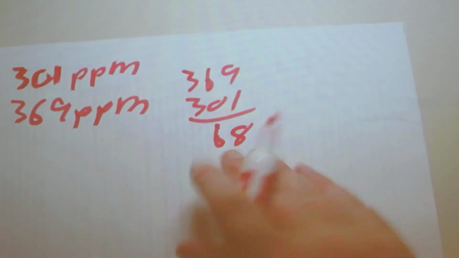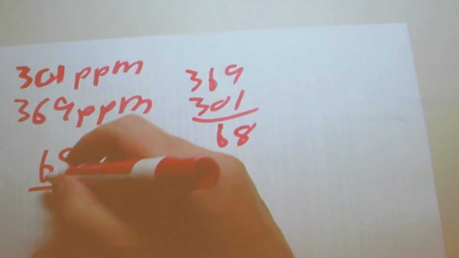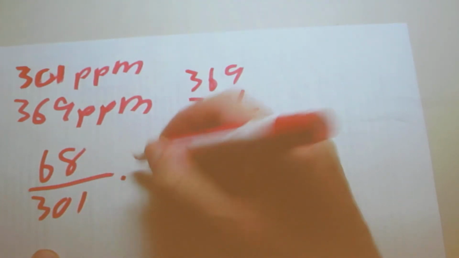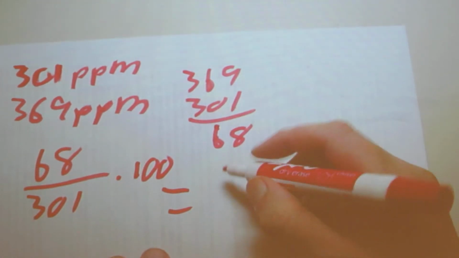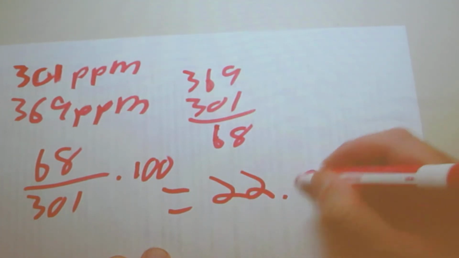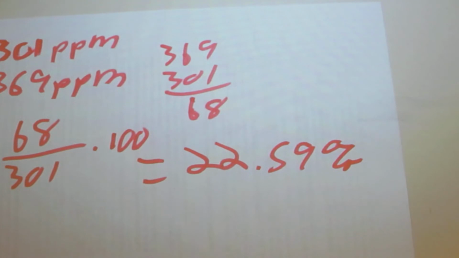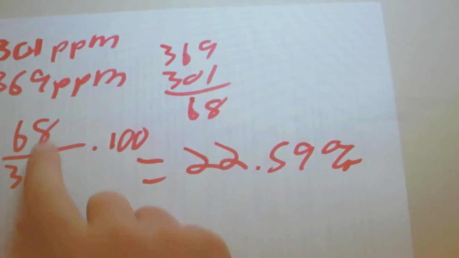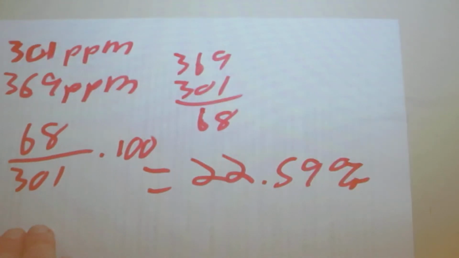So now we're going to do 68 divided by our original, which is 301, times 100. When we do that, we're going to get 22.59%. We're just going to go 68 divided by 301 times 100.